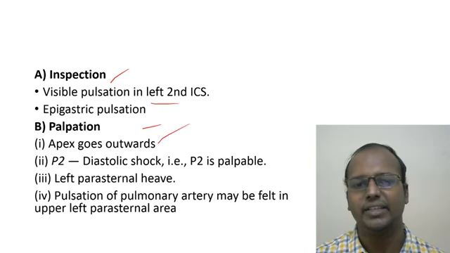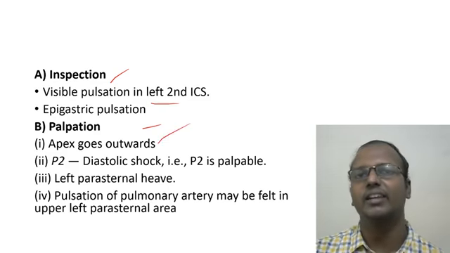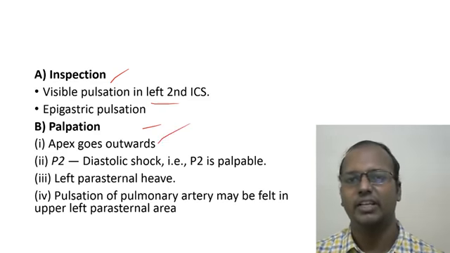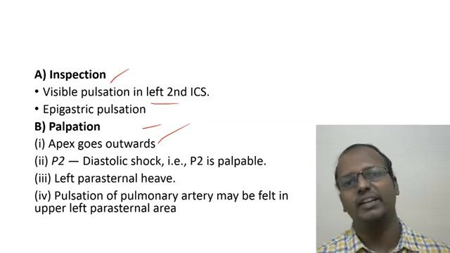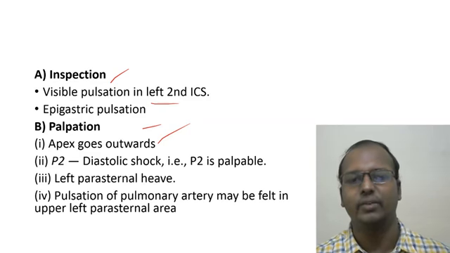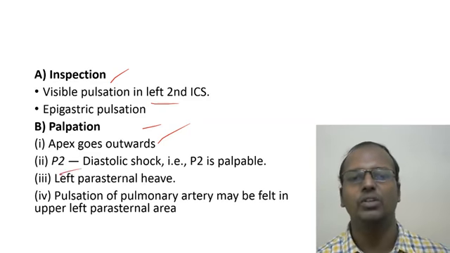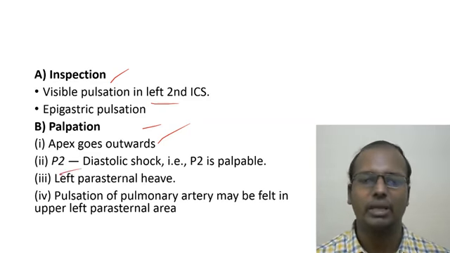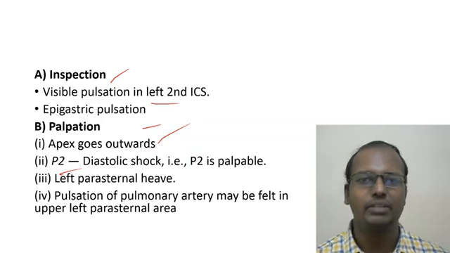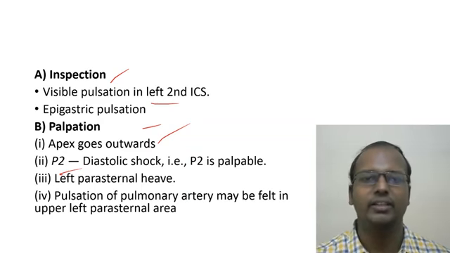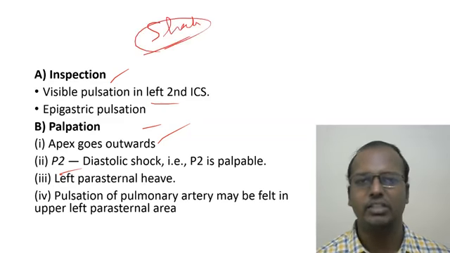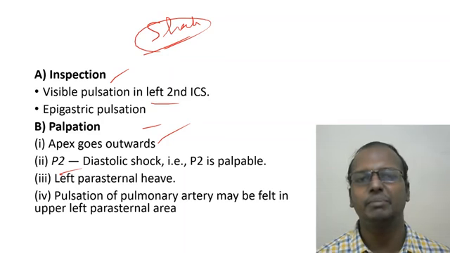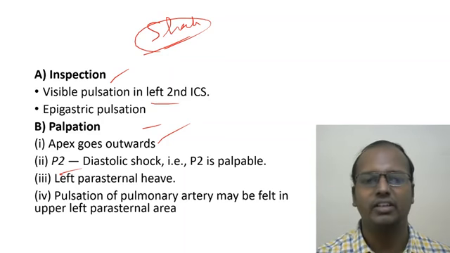Okay, and on palpation, the apex goes outwards. We discussed already, left ventricular enlargement, especially eccentric hypertrophy, can cause a down and out apex beat, whereas right ventricular enlargement just pushes it laterally. And a palpable P2 is also called a diastolic shock. Any heart sound which is palpable is also called a shock. So any heart sound which is palpable can be called a shock, and here P2 will be palpable, that is called a diastolic shock.